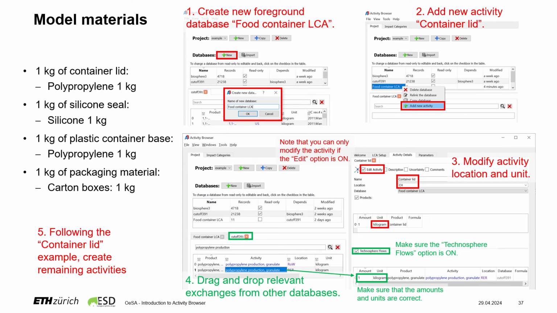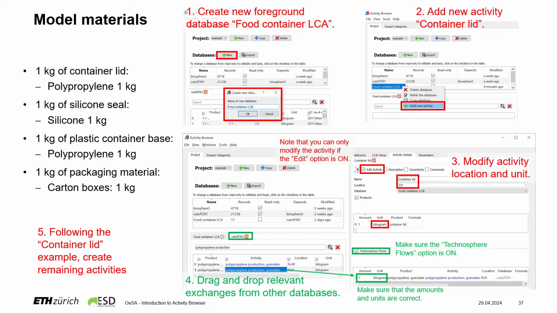Now let's model the materials. So you can see here how you can do it. You first need to create your own database. You have now created Biosphere, you created Ecoinvent, and now you're creating your own foreground database. You can call it food container LCA, for example. This is step 1.